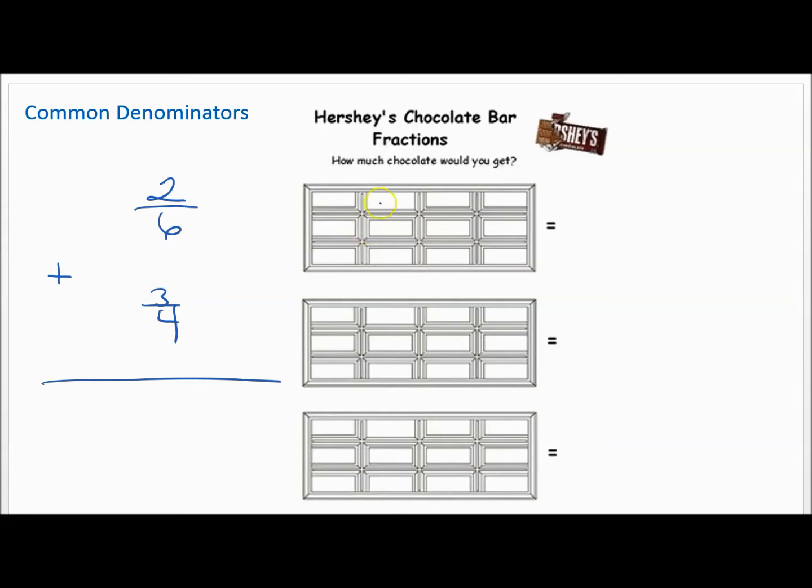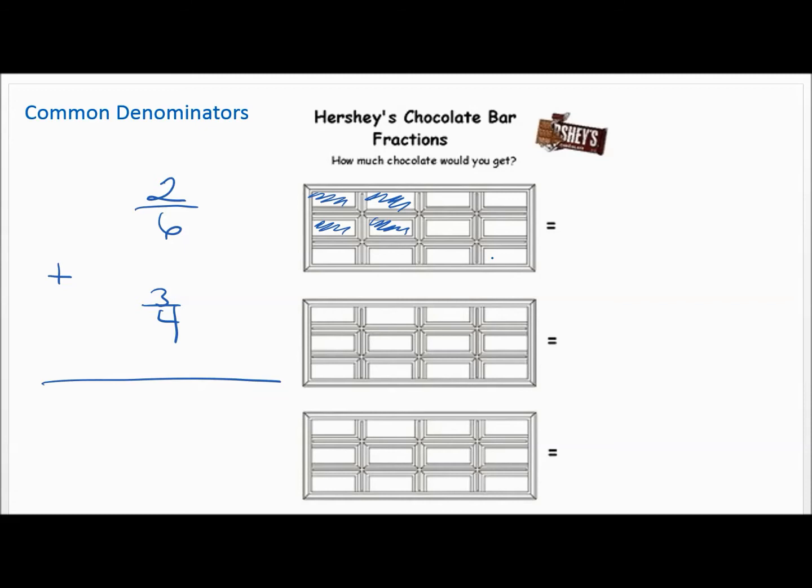Can I do that? What's 1/6 of a Hershey bar? Well, there's 12 pieces, right? So if I divided this into 6, then I would need 2 pieces for each of the 6. So 2/6 would be 4 pieces. Does that make sense? 1/6 would be, so how many are there? 6. So that's 1, 2, 3, 4, 5, 6. 2 pieces would be a 6th. So 2/6 would be 4 pieces. So that's 2/6 of the Hershey bar.